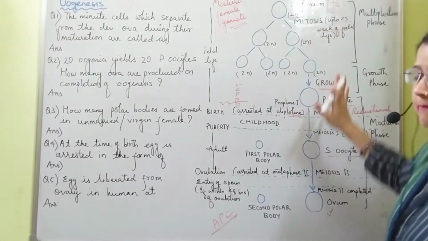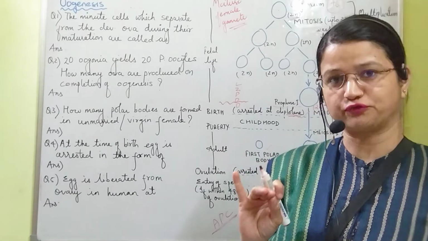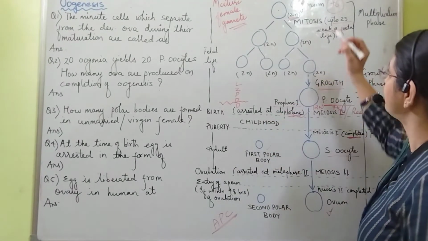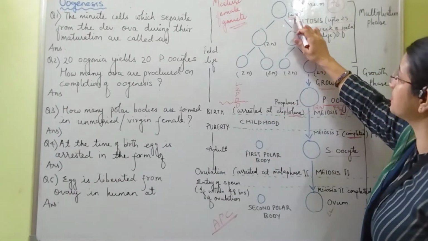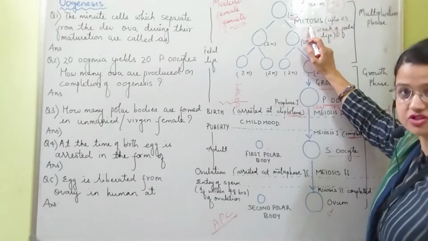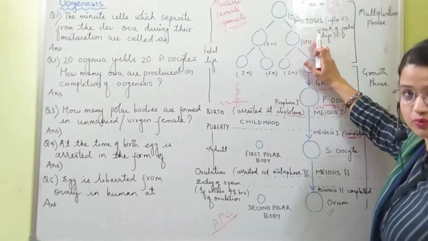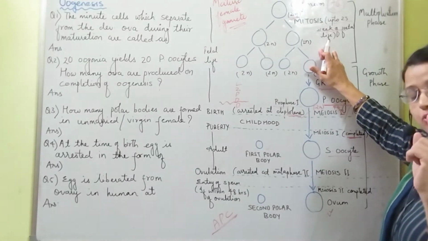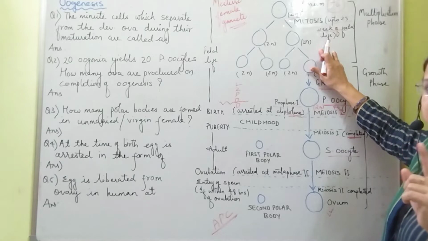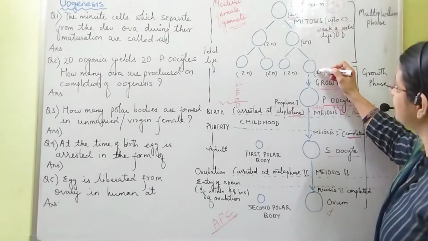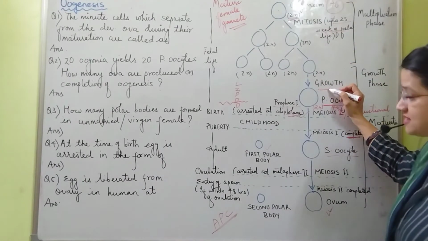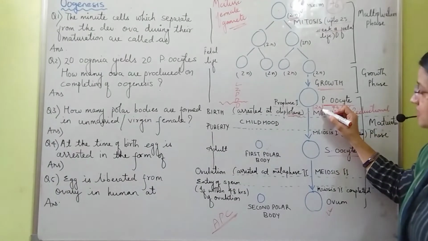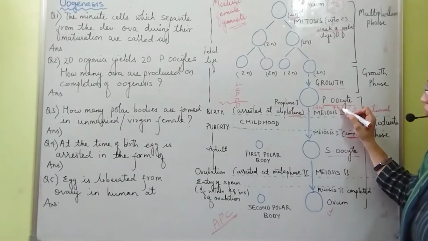So this is a very important flowchart from the exam point of view. Just see it once again, then we will do some important questions. First of all, the oogonium, which is diploid, will undergo mitotic division and the number of cells will increase. All these will be called oogonia. The singular is oogonium and the plural form is oogonia. Now they will enter the next phase, that is the growth phase. Here it will be called primary oocyte. Its ploidy is 2n. It has 46 chromosomes.